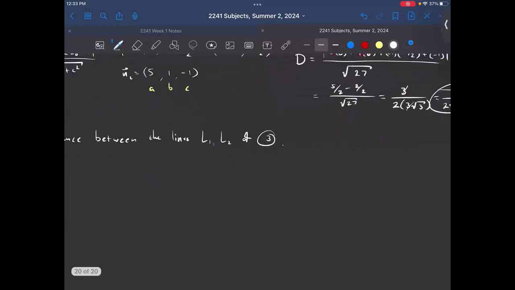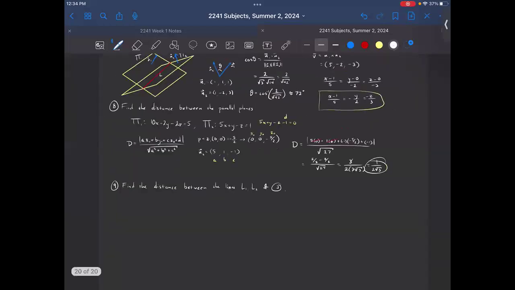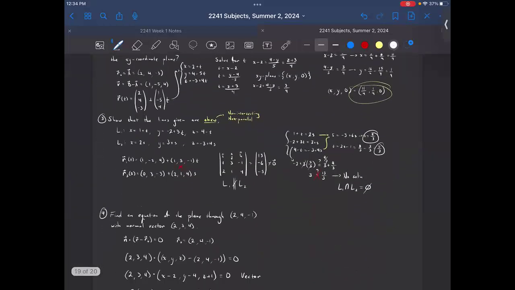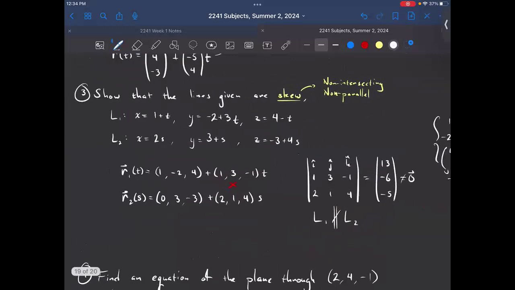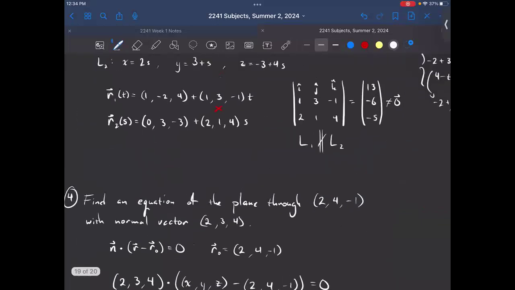Alrighty, last problem of the day. Find the distance between the lines L1 and L2 of problem number 3. So if we go back to number 3, we have these two lines. These are the ones that were specified using parametric equations. And we had to show, okay, these guys are skewed. So this is a little bit trickier, but we can do it. So let's go ahead and write those equations down again.